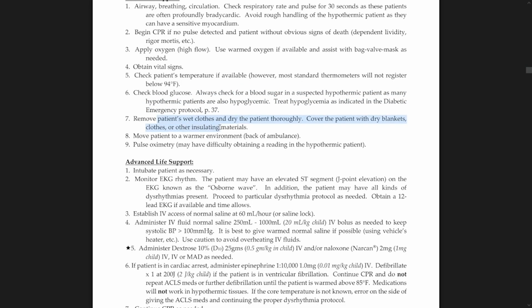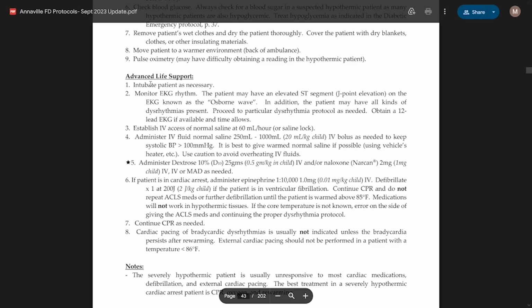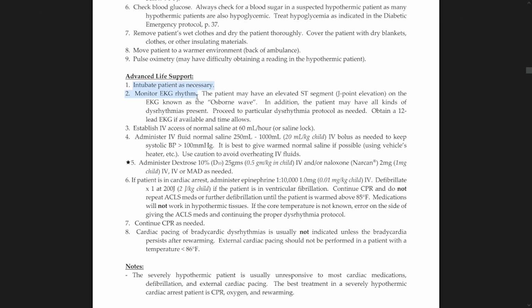Remove the patient's wet clothes and dry them thoroughly. Cover the patient with dry blankets, covers, or other insulating materials. Move the patient to a warmer environment, such as the back of the ambulance, and establish pulse ox. Now, for ALS, we want to intubate as necessary and monitor a 12 lead.